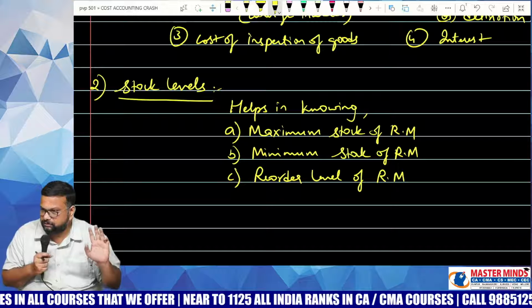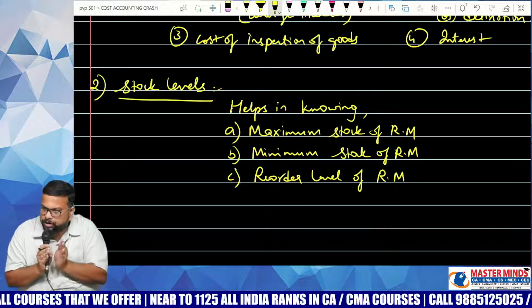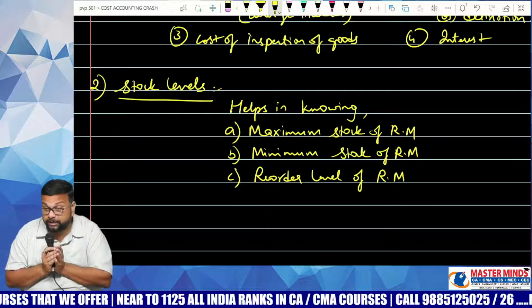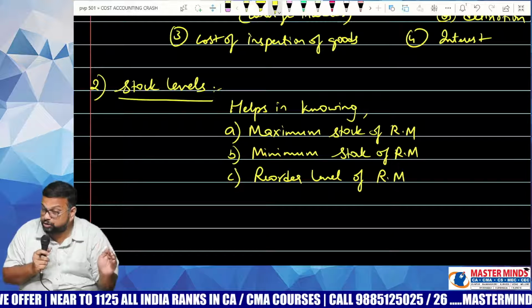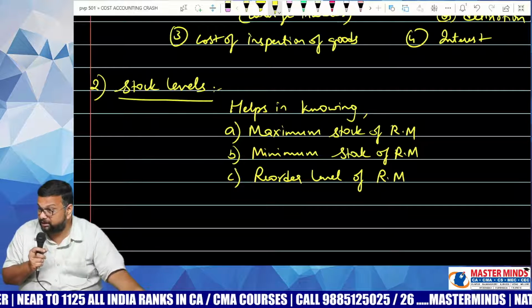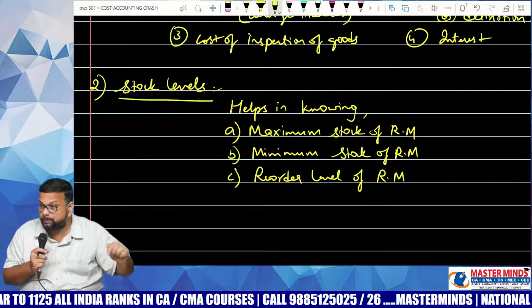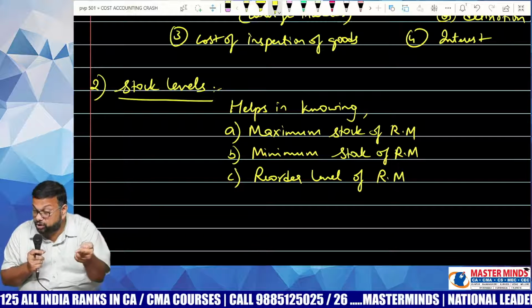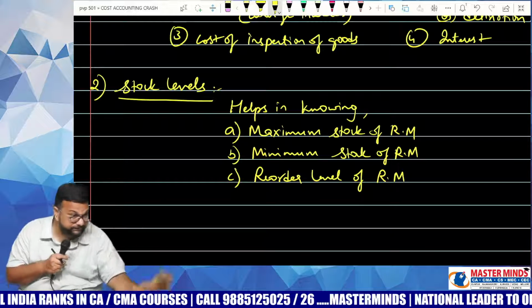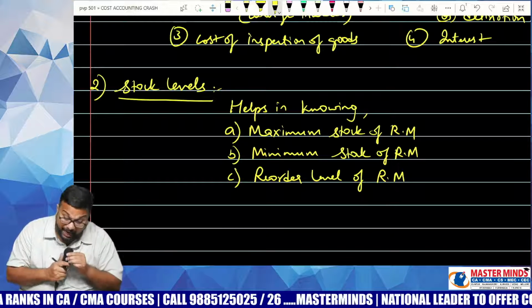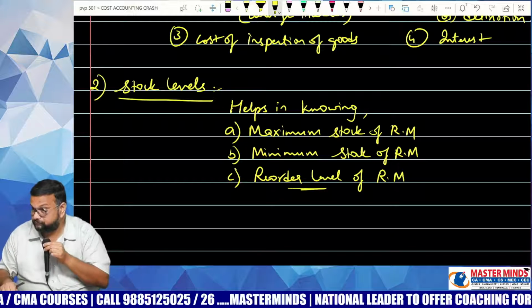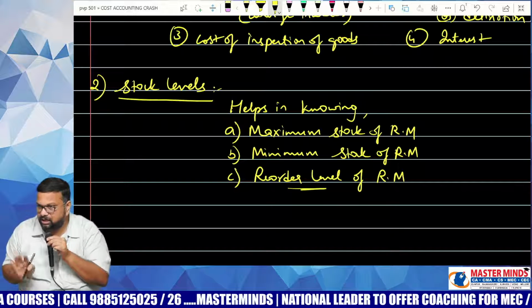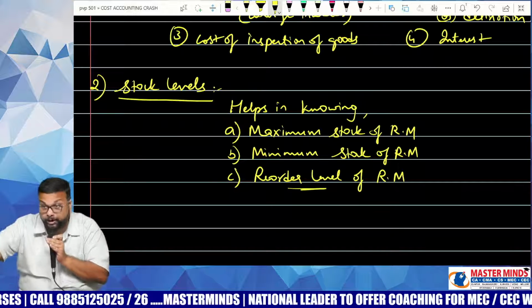EOQ helps us in knowing how much quantity we have to order. Now, companies should know what is the maximum quantity of raw material I have to maintain and what should be the minimum quantity of raw material I have to maintain. My stock of raw material should not be more than the maximum quantity, and should not be less than the minimum quantity. And at what level I have to place an order, that also I should know. In the first technique, I came to know how much quantity to order.